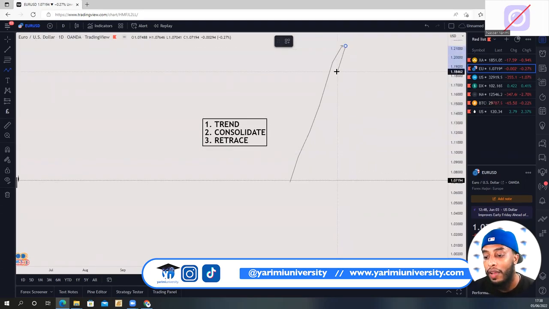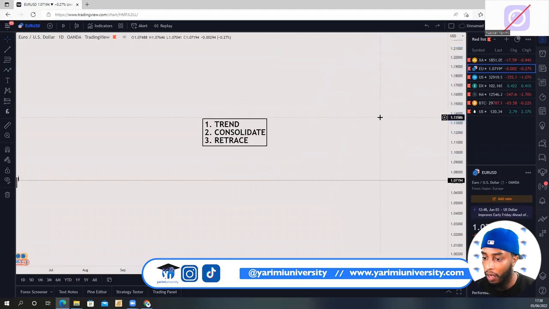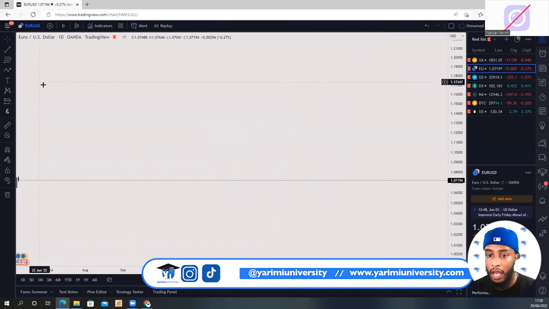Okay, so whenever price is going up, it must come down. It has to come down. Okay, so I want to show you guys an example of trend, consolidation, and a retracement live in the market right now. So let's delete this, and let's go on to, let's say for example, US 30.